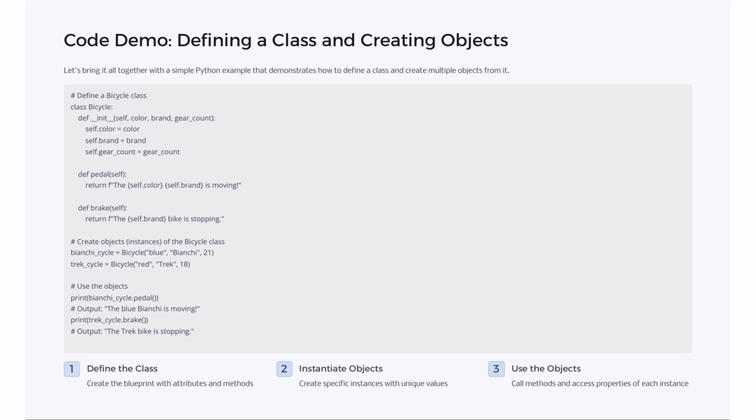In Python, defining a class like Bicycle involves setting attributes such as color, brand, and gear count. Instantiating objects like Bianchi Cycle and Trek Cycle allows each to have unique values. Methods like pedal and brake enable interaction, demonstrating how the blue Bianchi moves and the Trek stops, showcasing object-oriented programming in action.